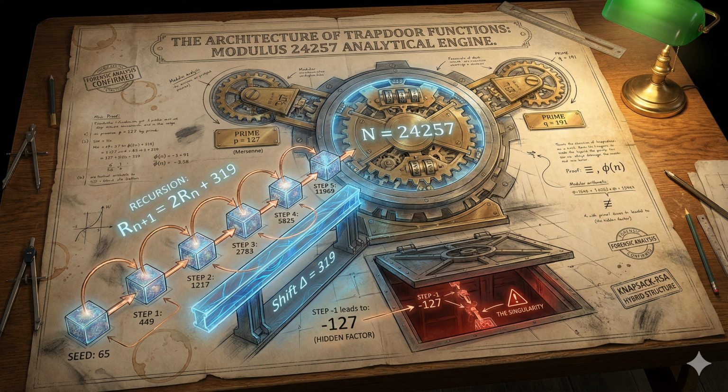Okay, so 127 times 191 equals 24257. That's simple arithmetic. But why those specific numbers? The report seemed to suggest 127 is special. Oh, 127 is very special. It's a Mersenne prime. I remember seeing that term. It's related to powers of 2, right? Right. A Mersenne prime is a prime number that is 1 less than a power of 2.